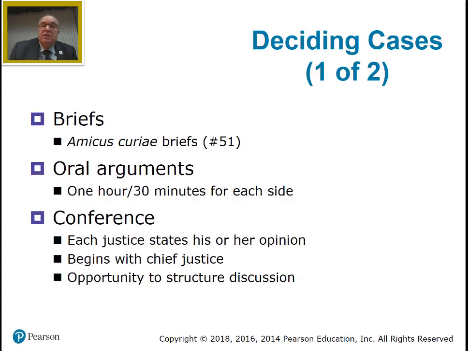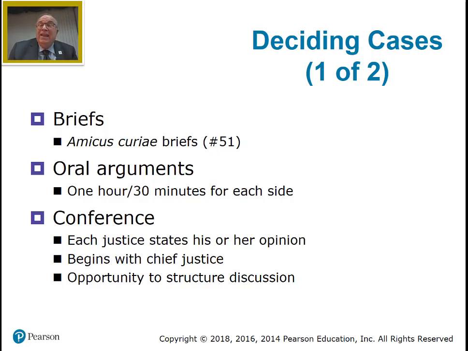Then there'll be typically briefs filed. So amicus curiae briefs is number 51. What is an amicus curiae brief? Amicus curiae is Latin for friend of the court. Amicus, friend, right? Friend of the court. So an amicus curiae is a brief submitted by someone who is not a party to the case. They're not actively involved in the case, but they have an opinion. So they might be a friend of the court, like a state weighing in for someone or a legal aid society, and that's number 51.